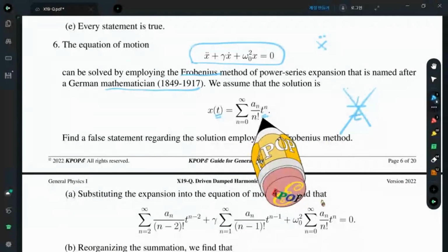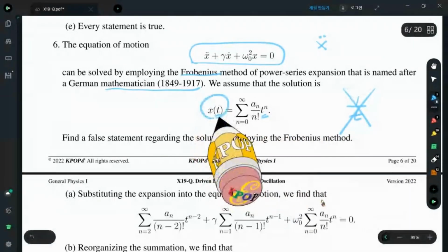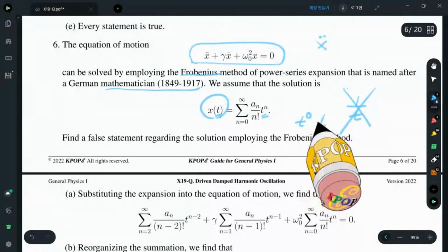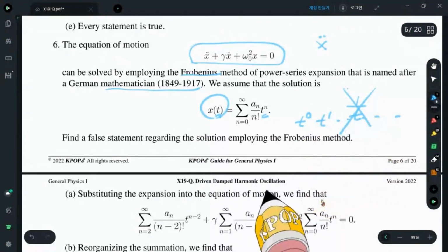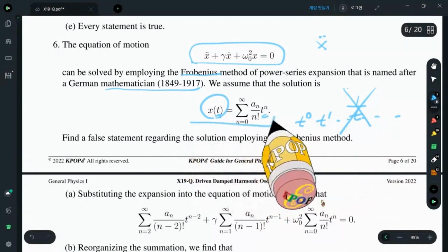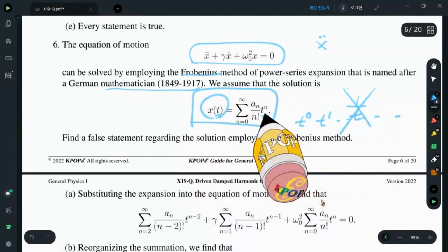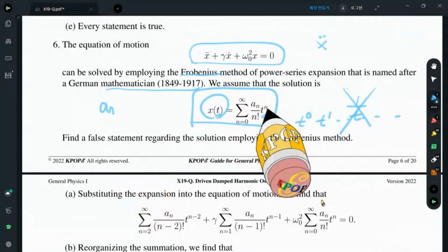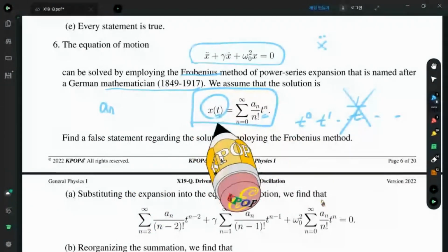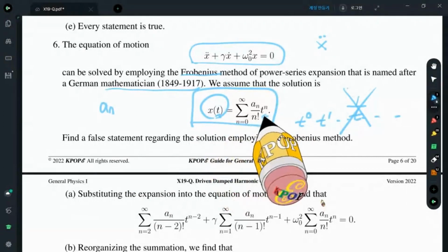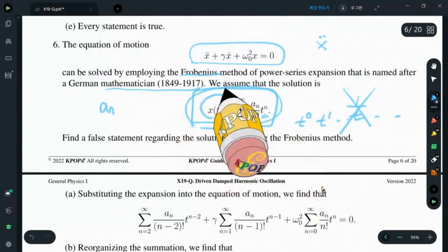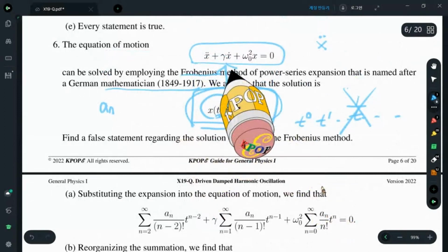So the simplest way to expand this is a power series from t to the zeroth power, that is constant, and the first, and so on. And actually, what we have written is the Taylor series expansion. The sequence a_n is nothing but the nth order derivative of this function evaluated at t equals zero. Why don't we substitute this x of t into this equation of motion?